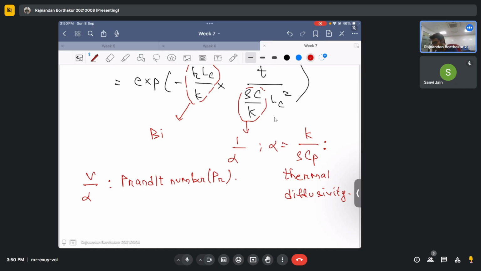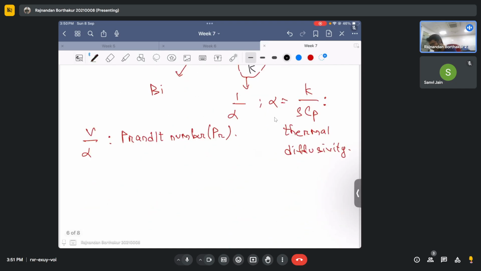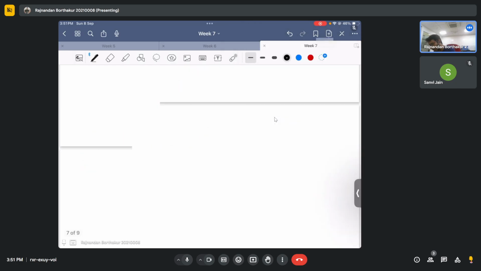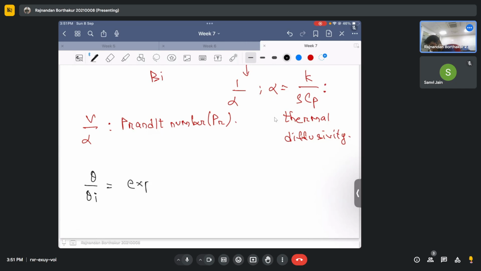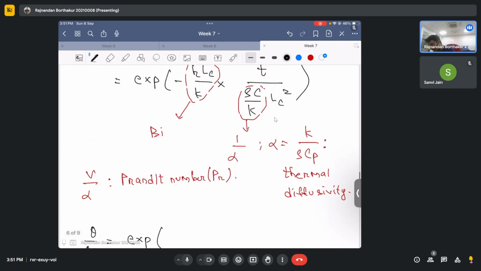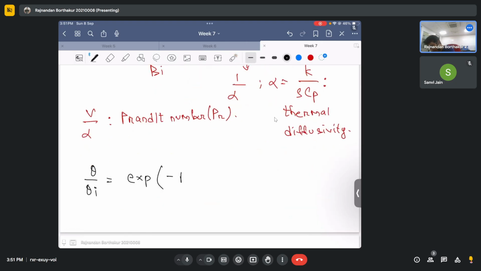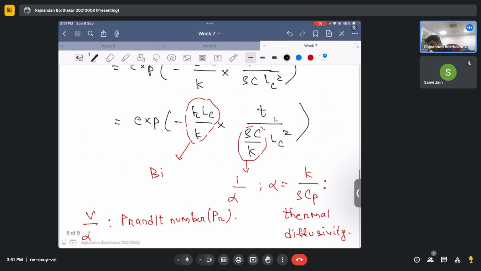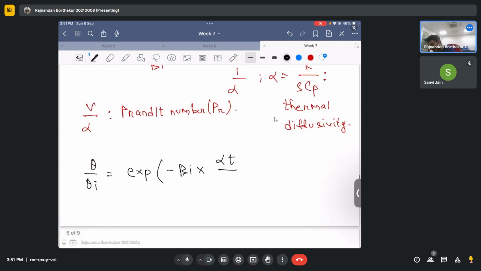But anyway, if I now simplify this expression, it just becomes theta by theta i, and then it can be written as exponent of minus Biot number times, remember, this is 1 by alpha. So this alpha would basically go there, and this can be written as Biot number times alpha t by Lc squared.